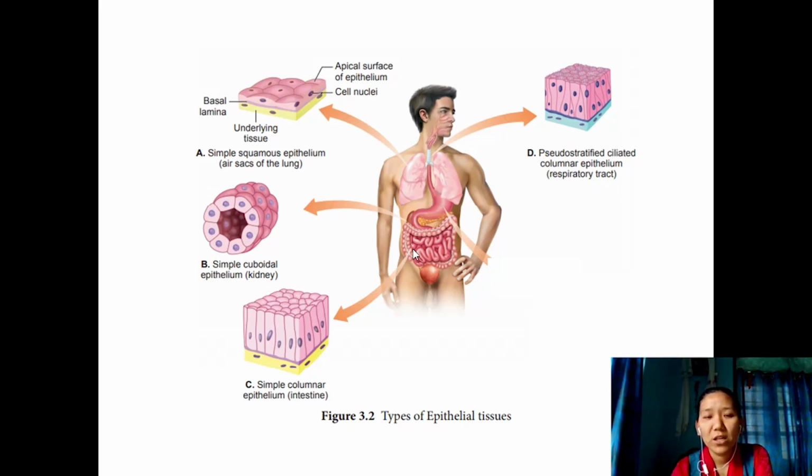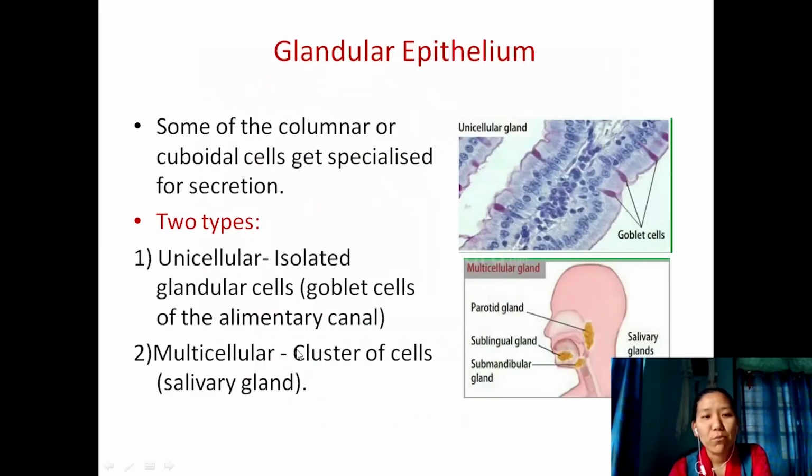Now, these simple epithelial tissues like columnar and cuboidal, as we discussed, may be ciliated, or they can have microvilli forming a brush border. Sometimes columnar epithelium also gets modified so that it can perform only the function of secretion, and such an epithelium is called glandular epithelium. The function of glandular epithelium is only secretion. Based on the number of cells, it can be unicellular or multicellular.